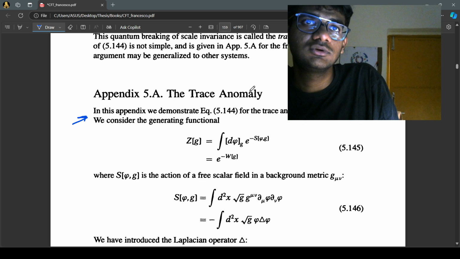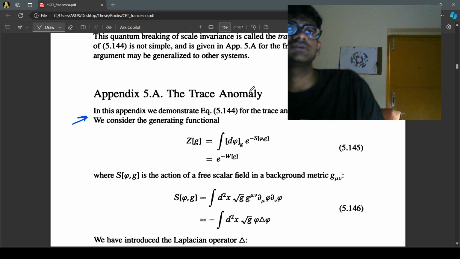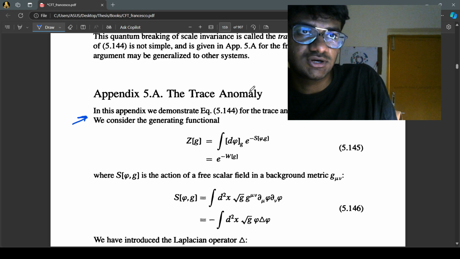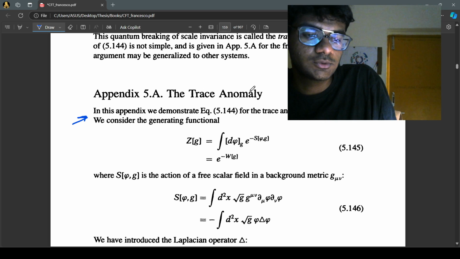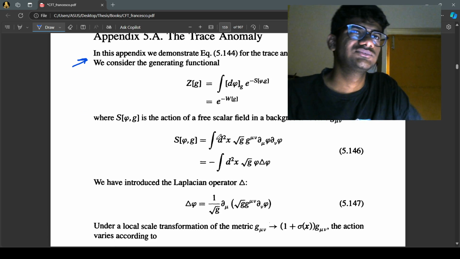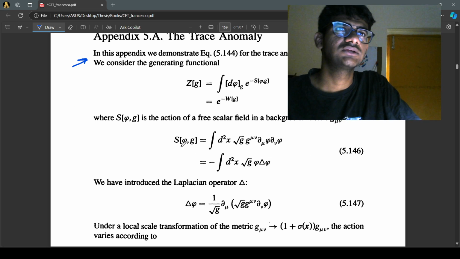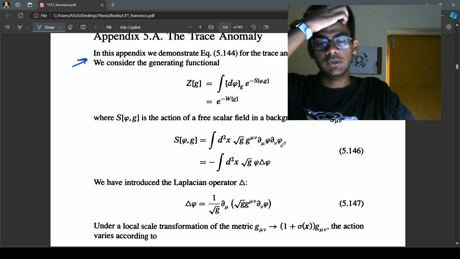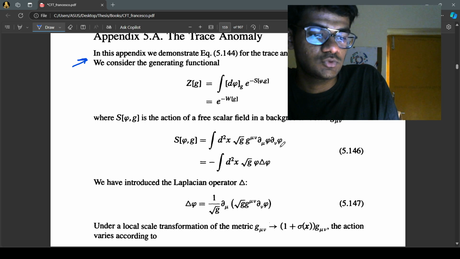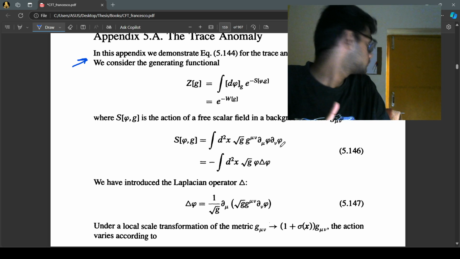And consider the action. It is the action of the scalar field theory in a background metric g mu nu. So write the action as the integral d^4x root g g^{mu nu} del mu phi del nu phi. The root g comes from the general covariance, the general invariance of this theory, which is in the GR course, which I need to go through again, definitely.